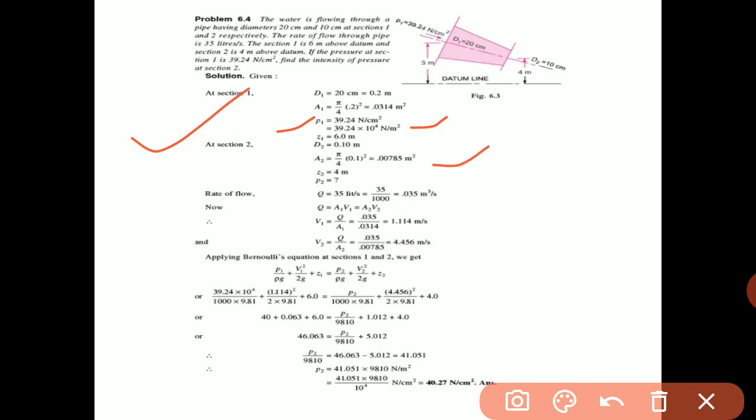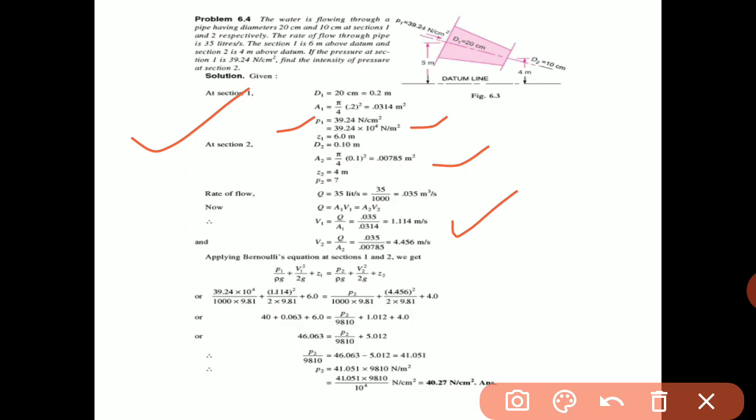Also, the rate of flow is given as 35 liter per second. So we are going to convert 35 liter per second into meter cube per second. Now Q is equal to A1 V1 is equal to A2 V2. Now we calculate velocities V1 and V2. For Bernoulli's equation, we require velocities V1 and V2. That's why we'll calculate the velocities here.